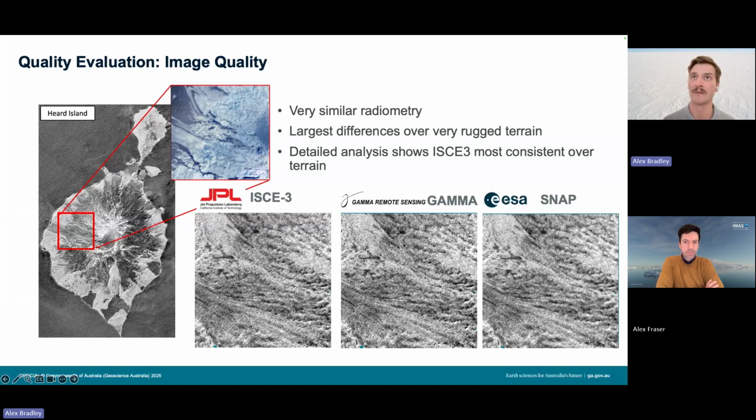There are some differences. So, for example, some darker speckle that we see through Gamma. But really, the takeaway from this is they actually are quite similar in the results that you get out the other side. But when we do some more detailed analysis, we start to see that ICE3, particularly in very rugged terrain, does a little bit better.